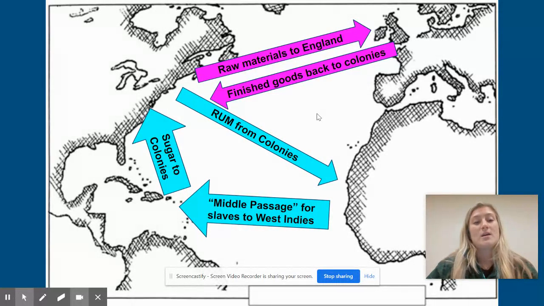We see port cities such as Boston put rum on a ship that is then traded to West Africa. After the rum is taken off the ship in West Africa, we see captive Africans put on the ship and traded to the West Indies as slaves through that Middle Passage that we just discussed. Then after the slaves are traded, we see sugar that is then traded to the colonies where it is turned into rum, and the whole process starts over again.